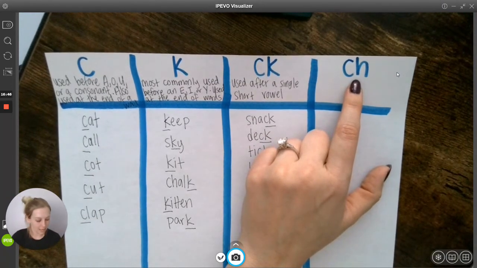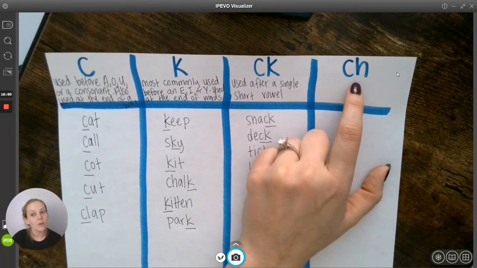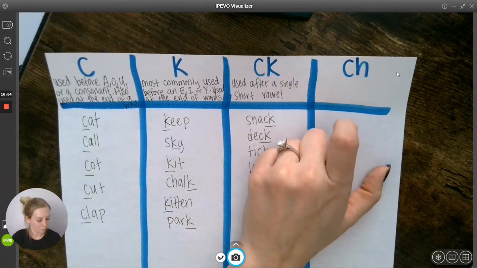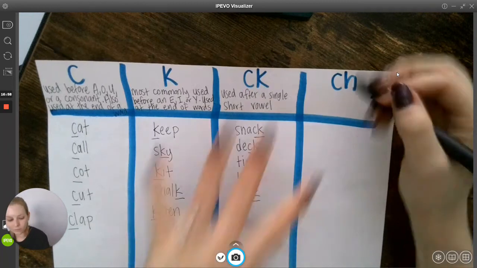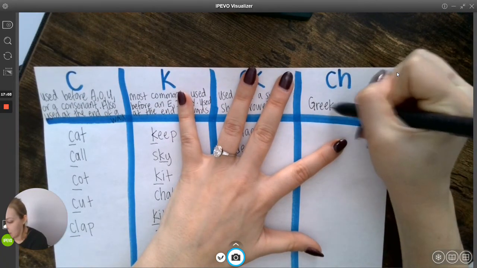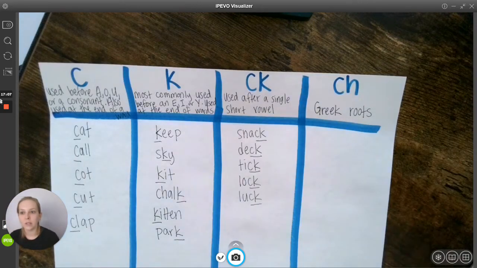Usually, words that use ch, k, sh are from Greek. I will write a word on the board. I want you to read it, and then I want you to write it in your spelling journal. So let's write up here, Greek roots.